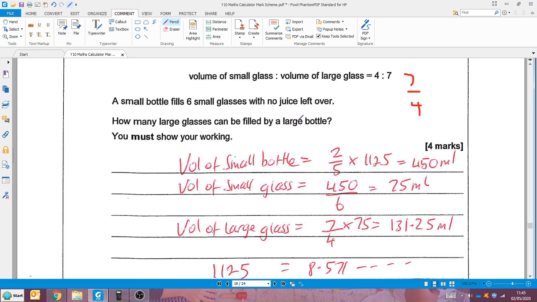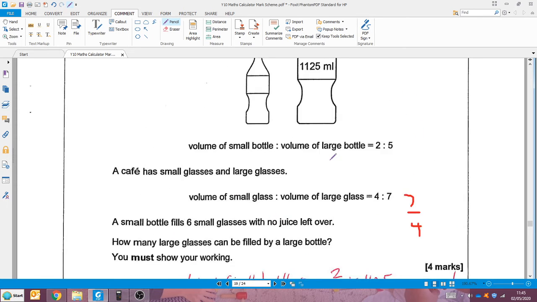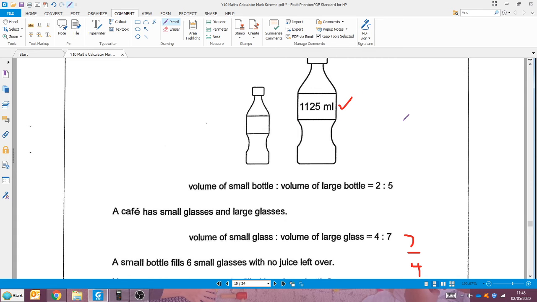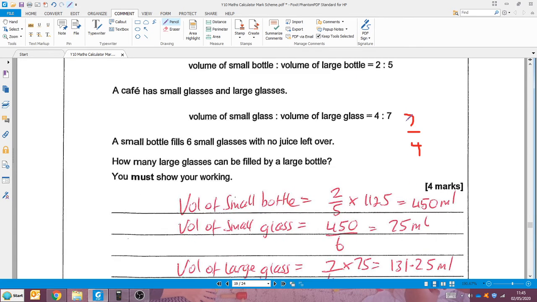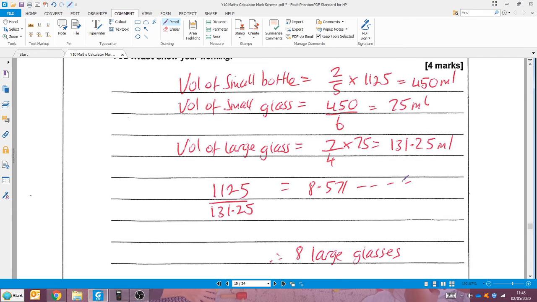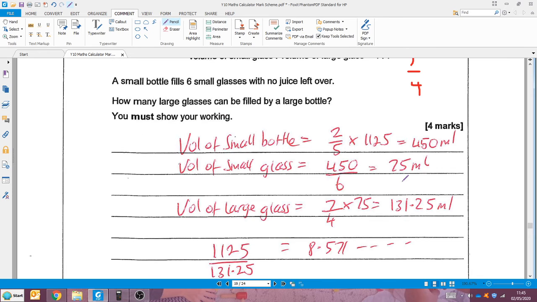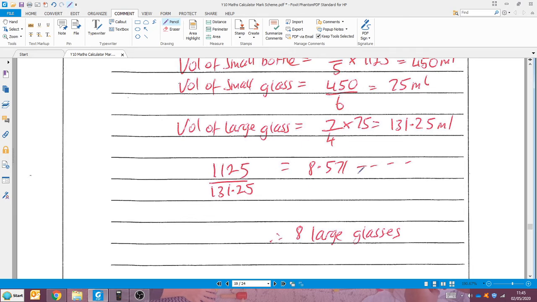How many large glasses can be filled by a large bottle? Well, I know the volume of the large bottle. I finally get to use it. There it is. So if I divide 1125 by that, I will get 8.571 etc. etc. Let's read the question again. How many large glasses can be filled? I can't fill 9 glasses. I've just run out of juice, all right? So I can fill 8 large glasses, is that all right? Don't round it up. I know you see a number there. It's maths, whole number of glasses, a discrete amount. Yeah, but you've got to round it down to fill up 8 full glasses.